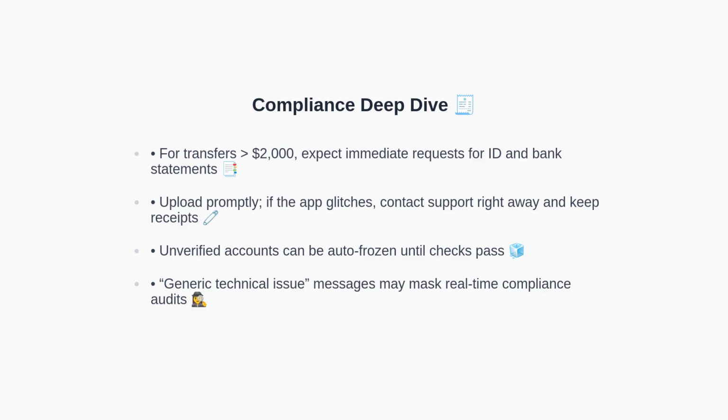This explains why slow document handling can freeze your payment status and lengthen the overall timeline. Next, let us go deeper on compliance. For transactions above $2,000, most platforms request identity documents and bank statements. Uploading quickly reduces friction. If the app fails during upload, contact support immediately and keep any confirmation receipts. Otherwise, the account may remain in an unverified state, effectively freezing your payment. Furthermore, generic technical messages can sometimes hide back-end audits or manual reviews initiated by risk systems.